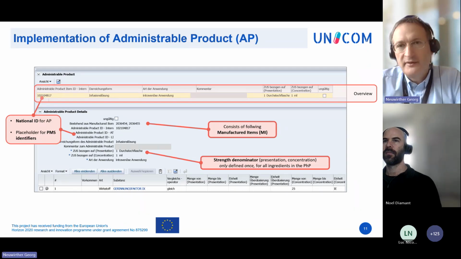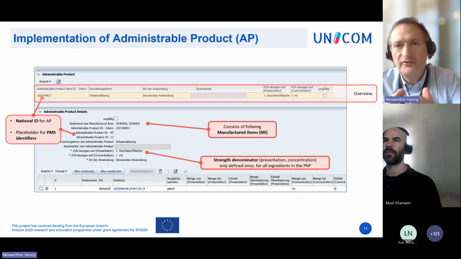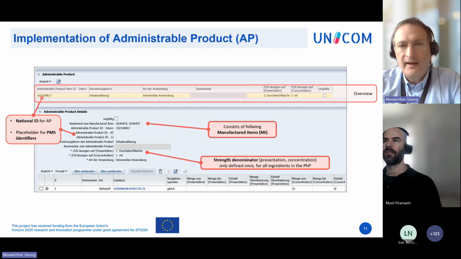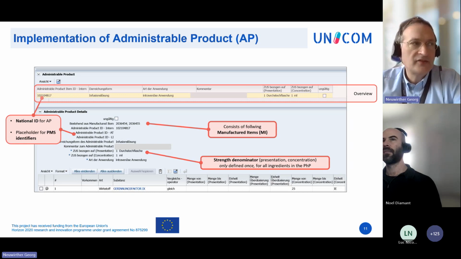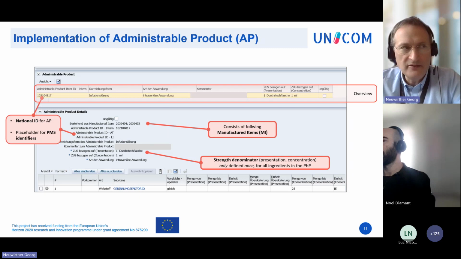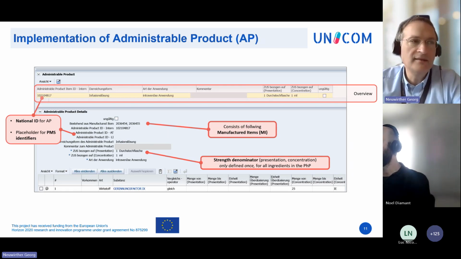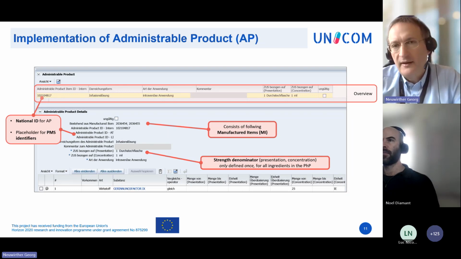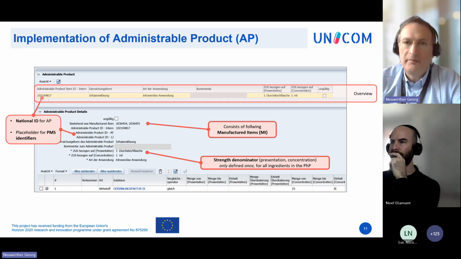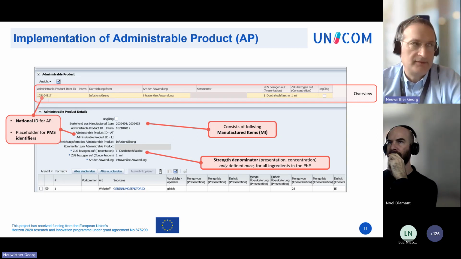Very important information when talking about ingredients and composition of administrable products are denominators. What we did was put this data element into the administrable product, and you will see the same concept in the manufactured item as well. So you can see here the strength denominators, here per 1 vial or per 1 milliliter. This is only defined once for all the ingredient strengths that you can see below. So this is one of our, let's say, tricks or solutions to minimize the data effort and also reduce errors, because you define this strength denominator once per the composition of this product.